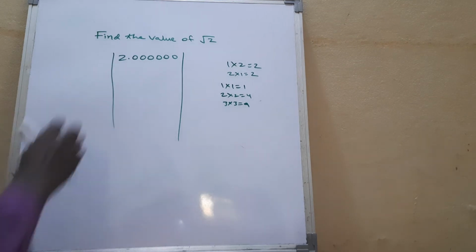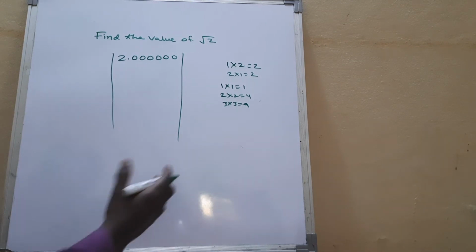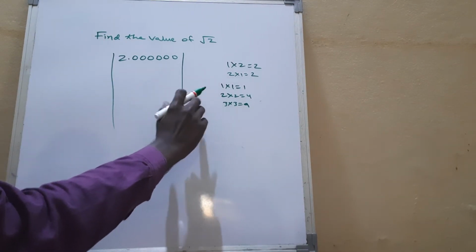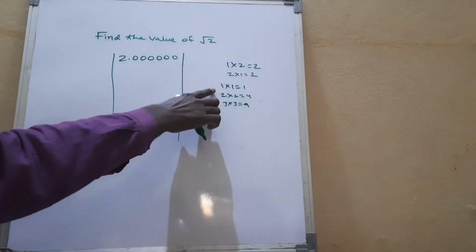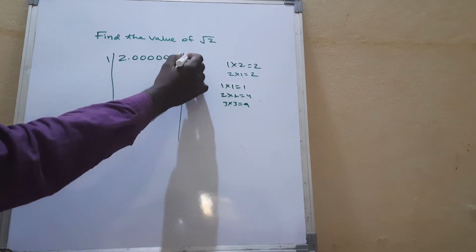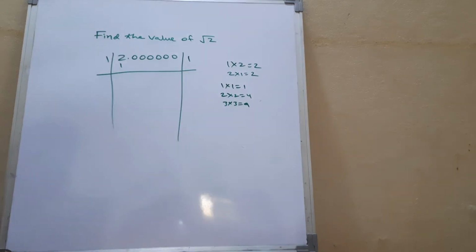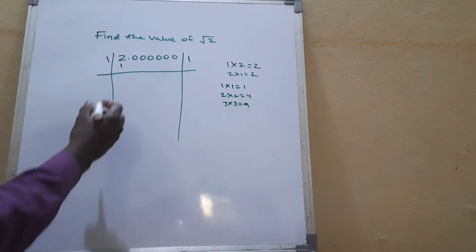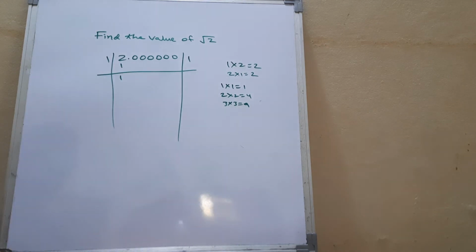There is 2 here. We take the number less than or equal to 2. Here 2 into 2 is equal to 4, which is more than 2. Here 1 into 1 is equal to 1, which is less than 2. So we take the number 1. 1 into 1 is equal to 1. Put 1 here, 1 here and 1 here. And we subtract this 1 from 2. What comes? 1 comes.